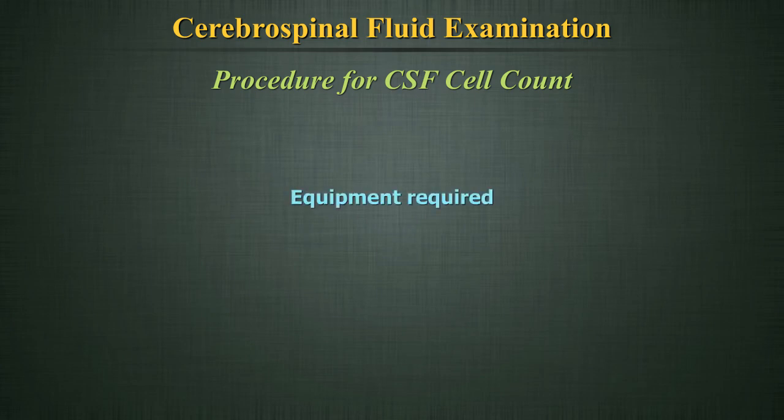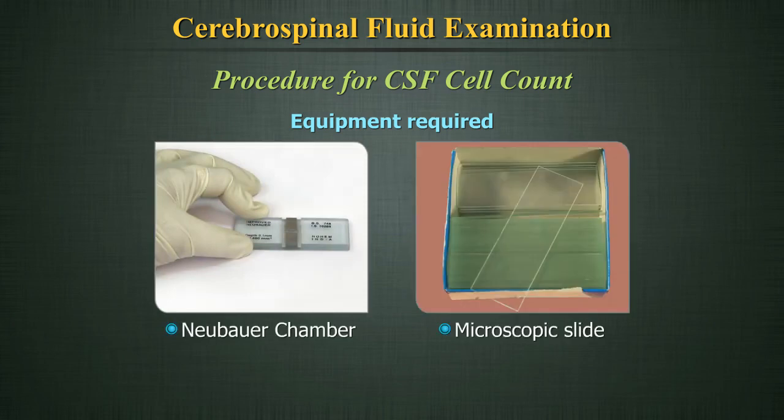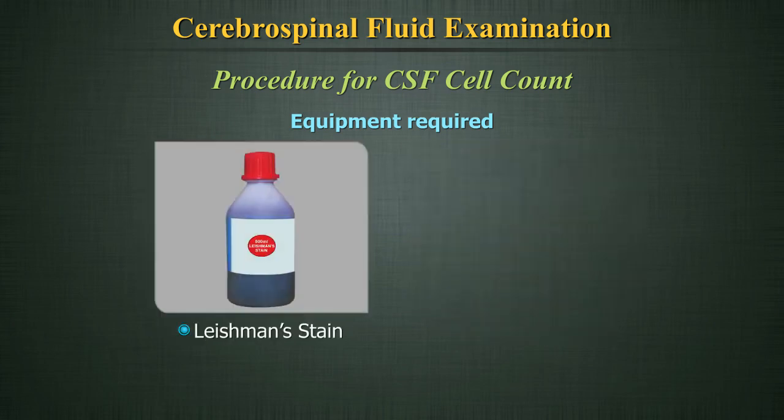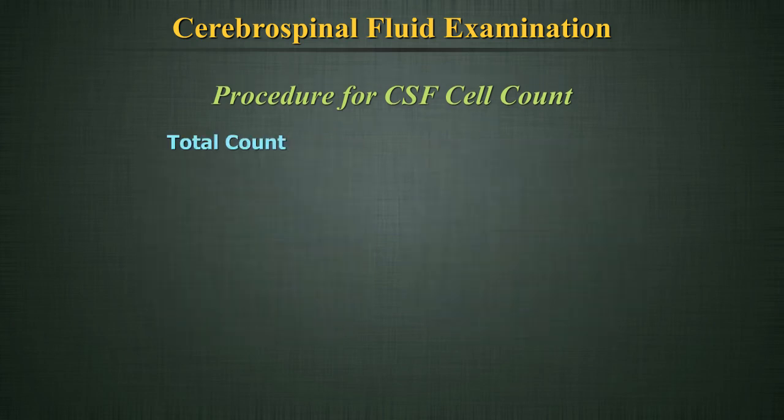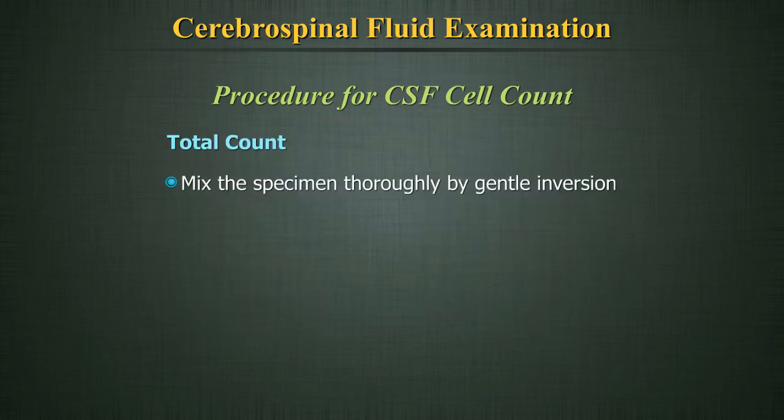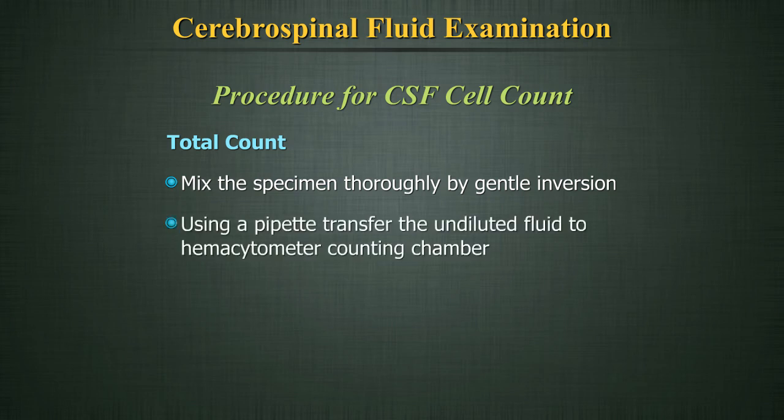Procedure for CSF cell count. Equipment required: Neubauer chamber, microscopic slides, Leishman stain, centrifuge. Total count. Mix the specimen thoroughly by gentle inversion at least 10 times. Using a pipette, transfer the undiluted fluid to a hemocytometer counting chamber. Fill both the sides of the chamber using proper technique. Allow the cells to settle.